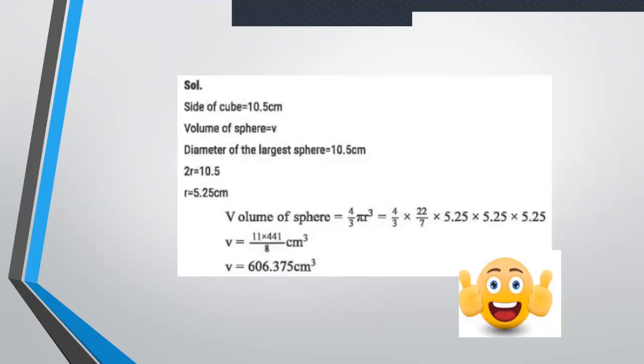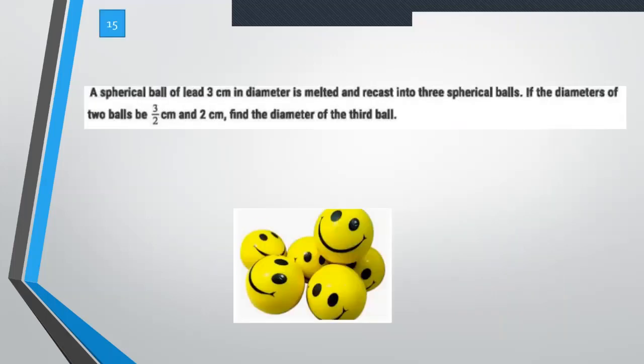Okay, chalo. Moving ahead to, I think this is the last question we have. Yes, it is the last and it's time also. A spherical ball of lead, 3 centimeter in diameter, is melted. That's why it is of lead, or can be of iron also, shot put balls and all. It is melted and recast into 3 spherical balls. If the diameter of 2 of those balls are 3/2 centimeter and 2 centimeter, find the diameter of the third ball.